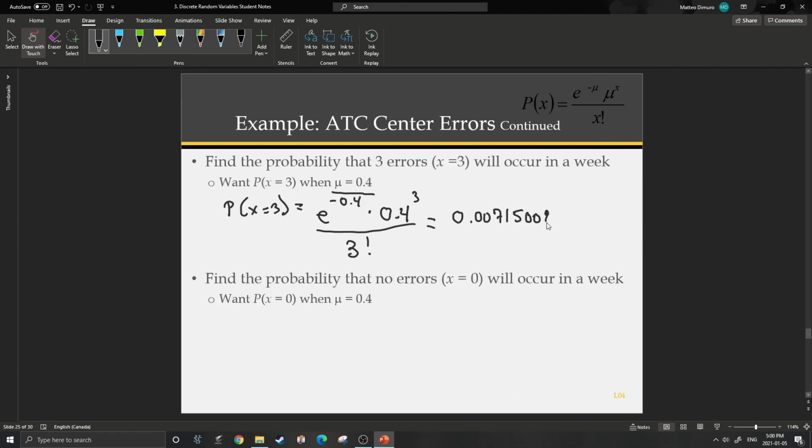And again, it doesn't really say anything about rounding, so we'll just keep a couple decimals there. Find the probability that no errors will occur in a week. So basically, very, very similar question. I can show you the work for it. So it's going to be the same formula as before.